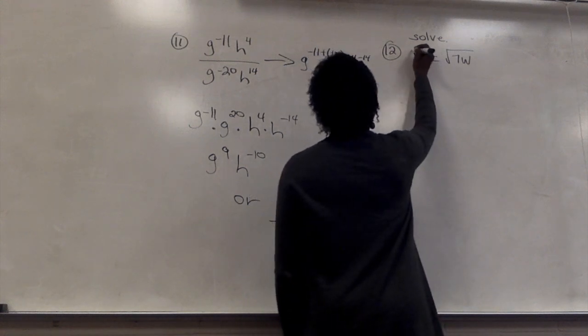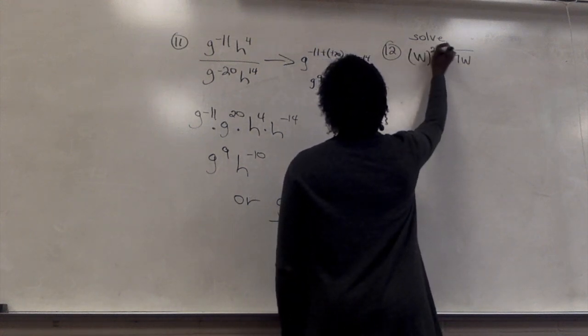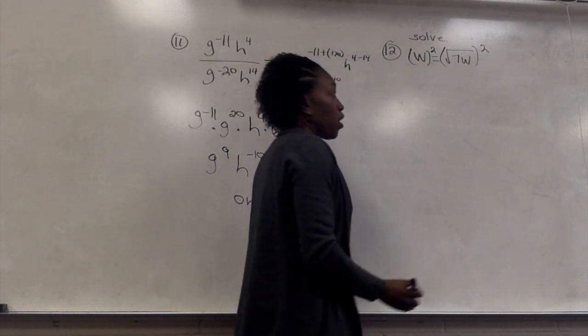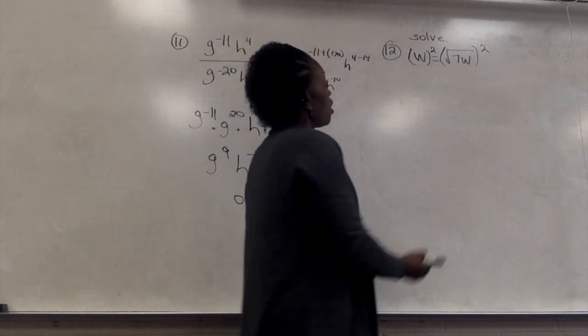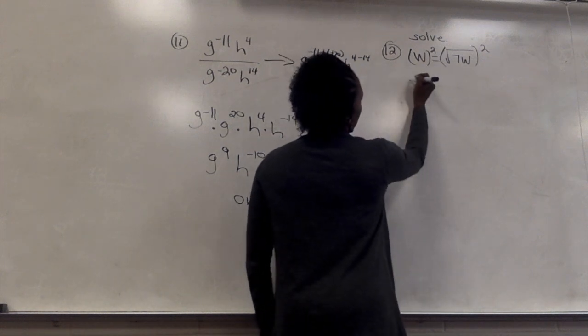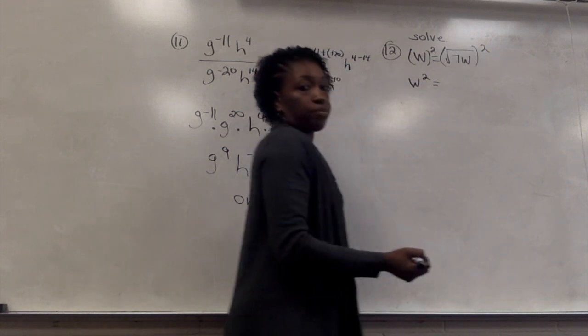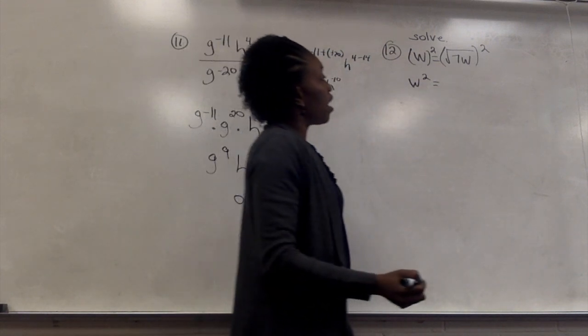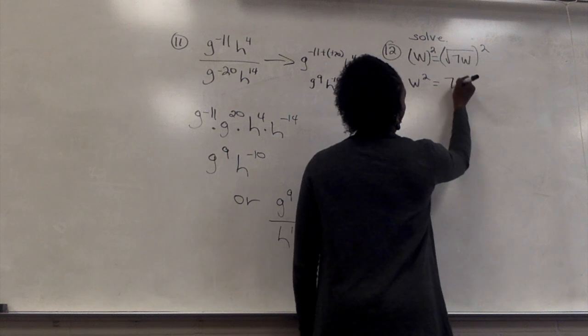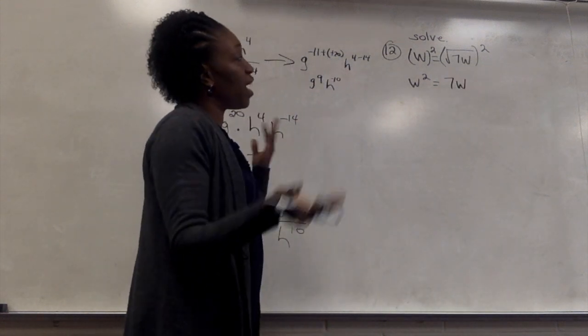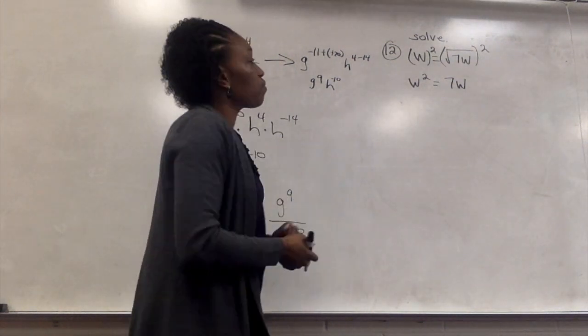And when I square both sides, you want to show what you're doing. So I'm going to show that on both sides I'm squaring. On the left side, w squared is simply w squared. On the right-hand side, 7w now comes from underneath the radical because the square root and the square cancel out.